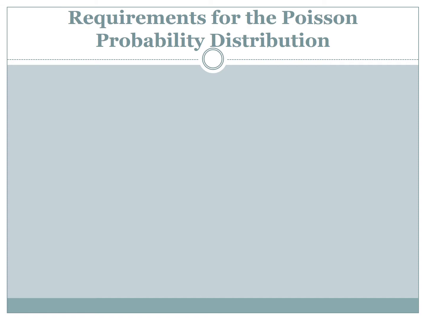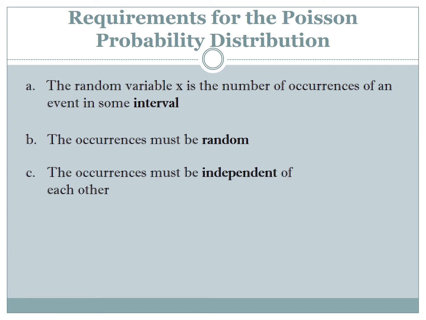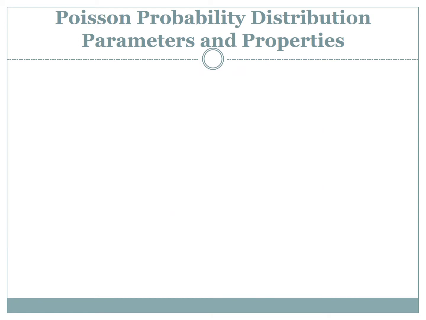Here are the requirements for the Poisson distribution. The random variable x is the number of occurrences of an event in some interval. The occurrences must be random. The occurrences must be independent of one another. The occurrences must be uniformly distributed over the interval in use.